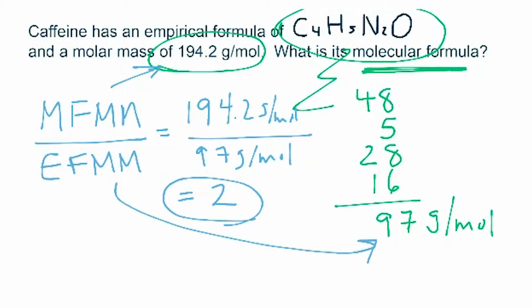This means that we have to multiply all of the subscripts in our empirical formula by the number 2, giving us a molecular formula of C8H10N4O2.